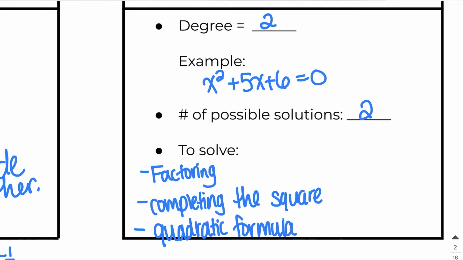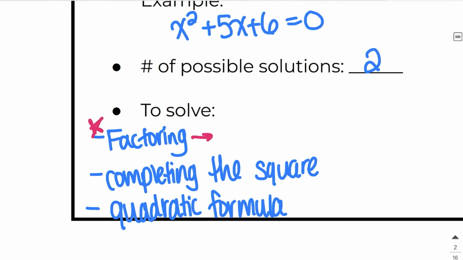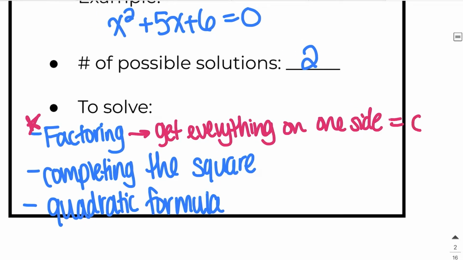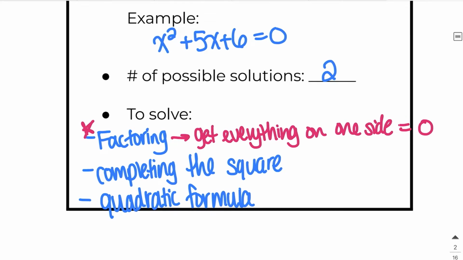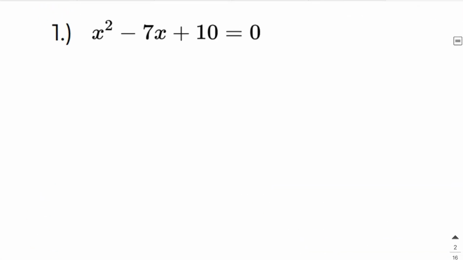But the key piece today with factoring is that unlike our linear equations, where we get the variables on one side and the constants on the other side, for factoring, we have to get everything on one side and then we should have 0 on the other side. Okay, we're setting everything on one side equal to 0. And that's where this zero product rule is going to come in. So what does this all mean? How do I apply this? Let's look at number 1.